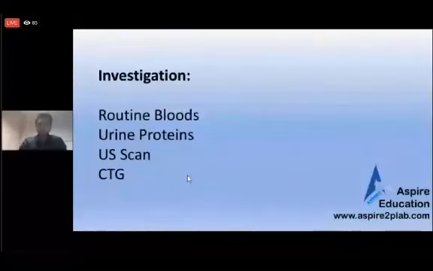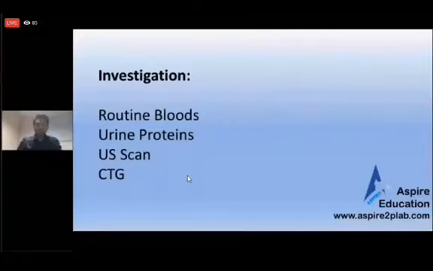So what is the main problem of preeclampsia? Is premature birth or intrauterine death of the child. So you have to be very careful. So you have to do ultrasound scan and CTG to make sure the child is doing fine.